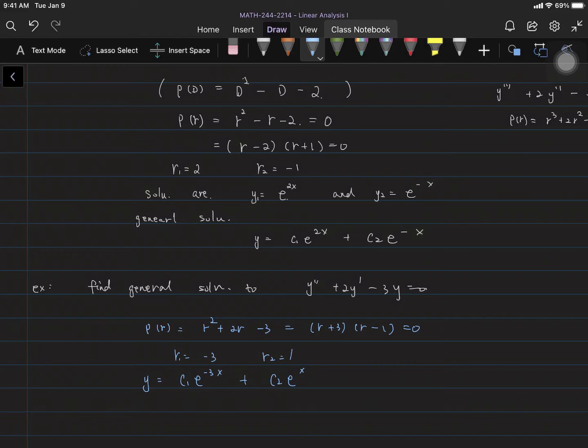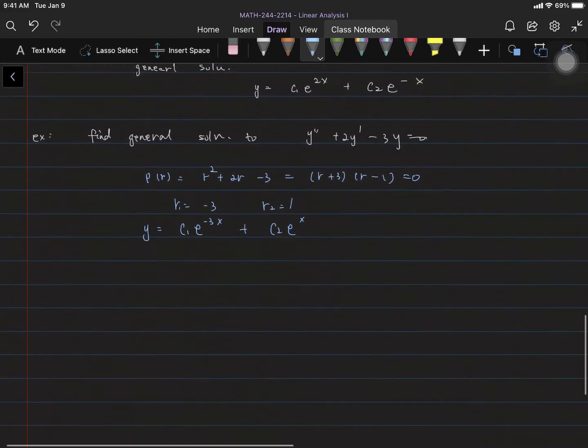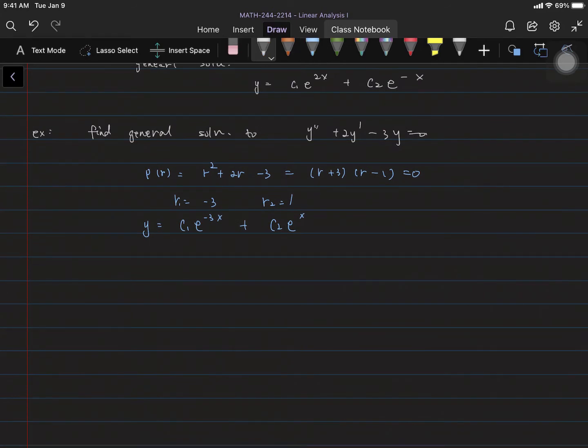So this is the case when we have real roots r. Now let's take a look at the second case in the theorem. The second case in the theorem means if r is a complex number. Complex number, that means what?